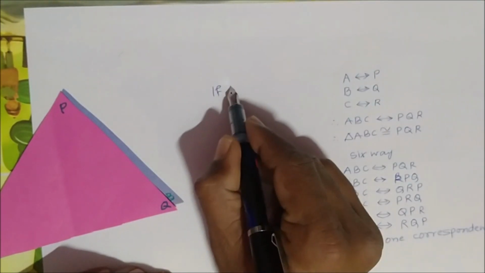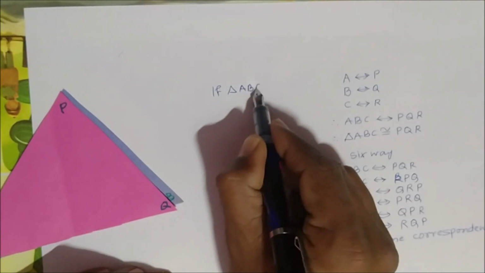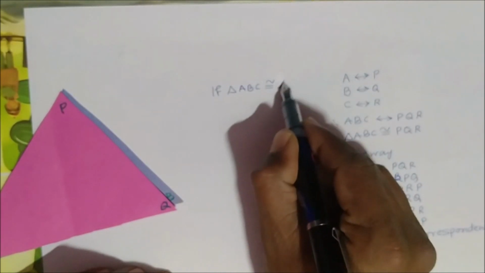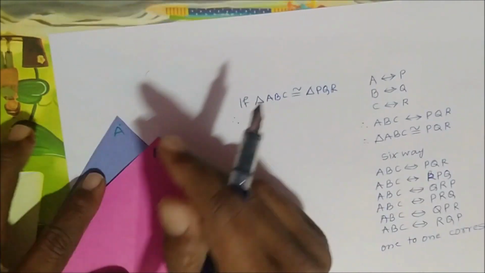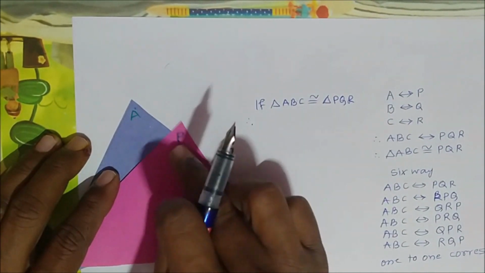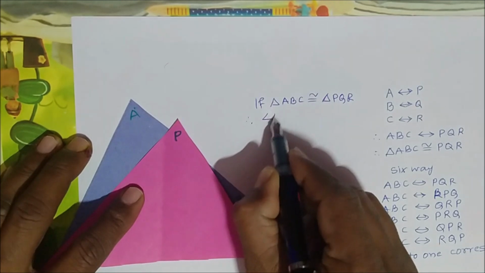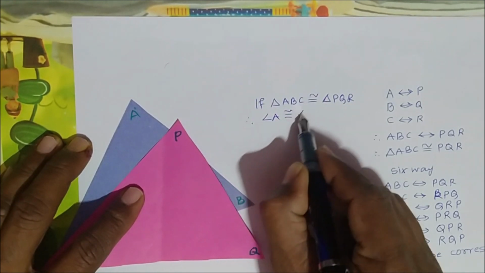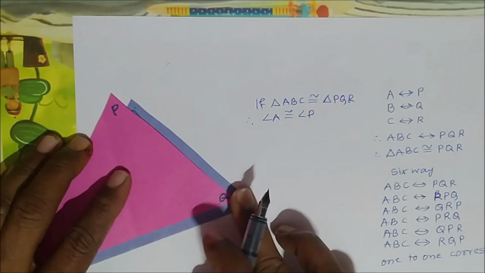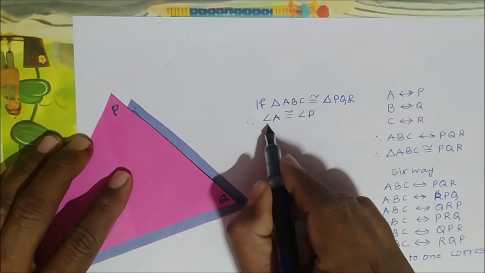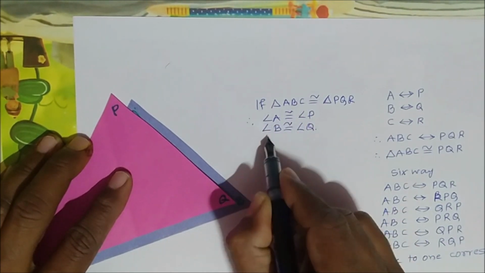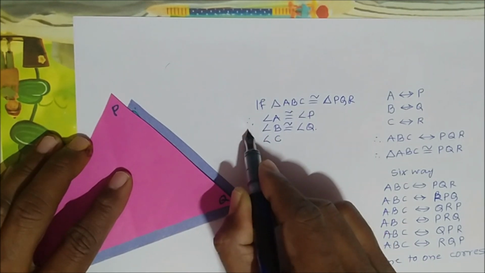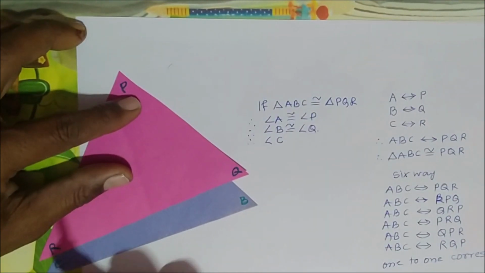Okay. If triangle ABC is congruent with triangle PQR, then angle A is congruent with angle P. Angle B is congruent with angle Q. Angle C is congruent with angle R.